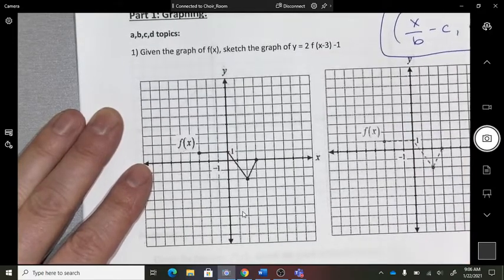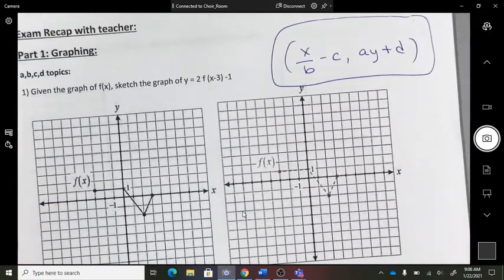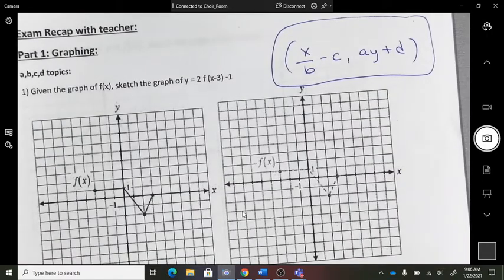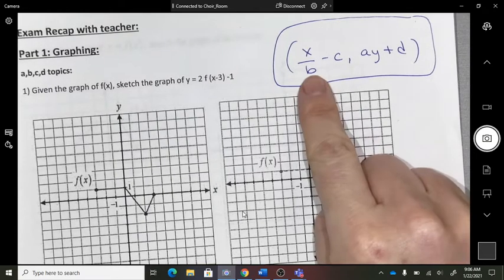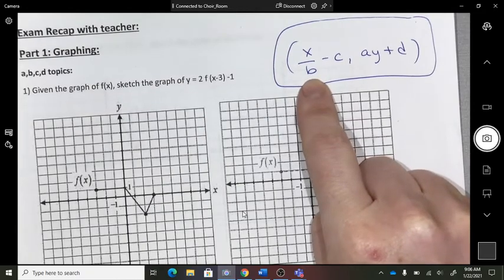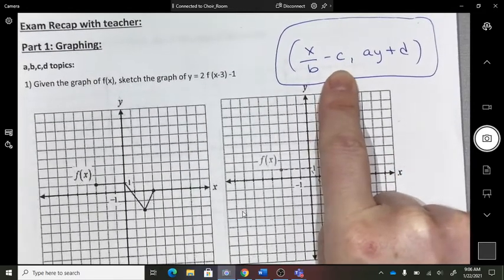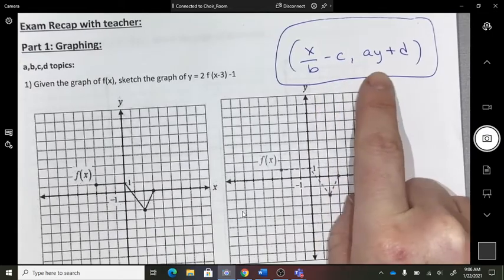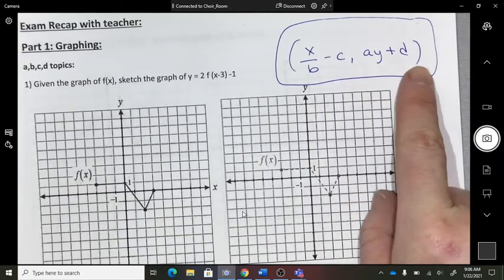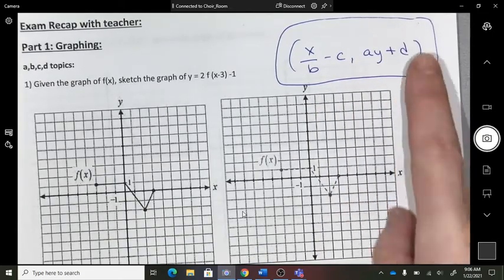How to develop coordinates. Do you remember that? You do need that memorized for your exam. B compresses horizontally, so that's an X. C shifts left or right. A stretches your Y, and D you can move up or down.